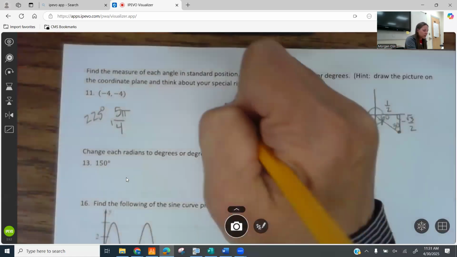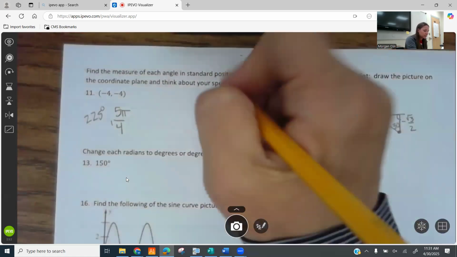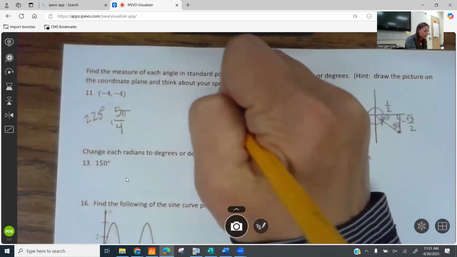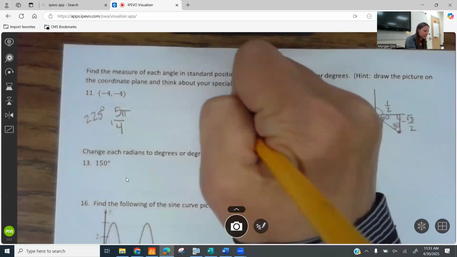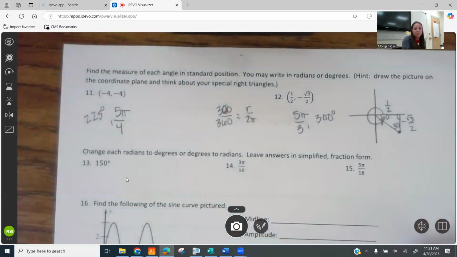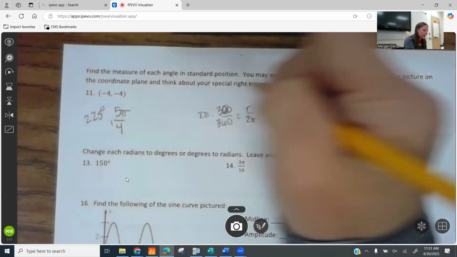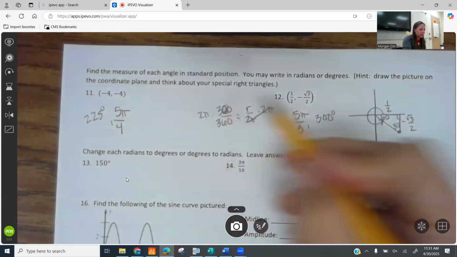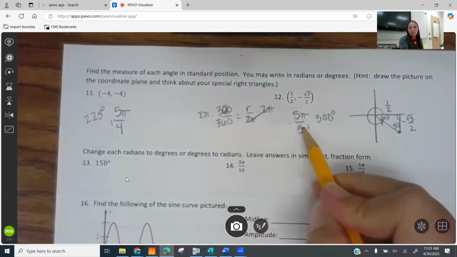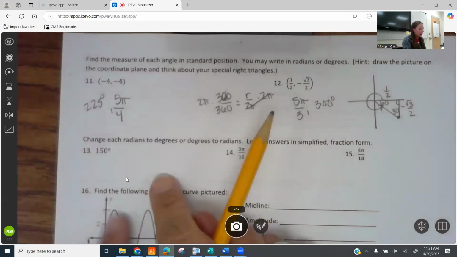Now, remember how we changed from degrees to radians? If I had the degrees as 300, and I put it over 360, then the radians, I'll put R over 2 pi. If we multiply each side by 2 pi and simplify this right here, you're going to get 5 pi over 3. And this leads us into the next one.